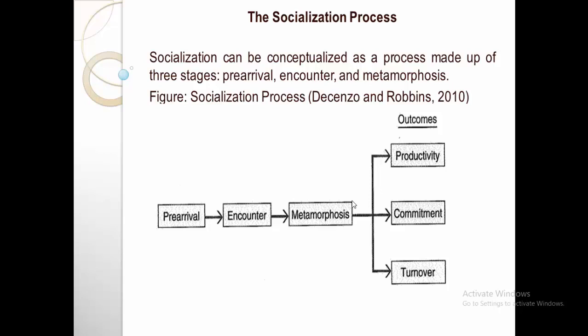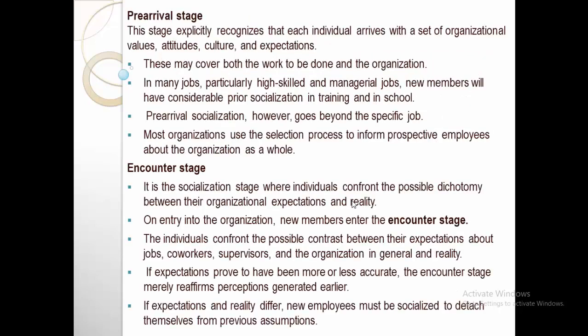The socialization process consists of three main steps, which result in an increase in productivity, an increase in commitment, and a reduction of turnover. These three stages are pre-arrival, encounter, and metamorphosis, and almost all employees pass through these stages. If an employee is handled in a better way during these stages, definitely it will result in increased productivity, increased commitment to the organization, and a reduction in the turnover of the employees. So let us discuss these three stages one by one.